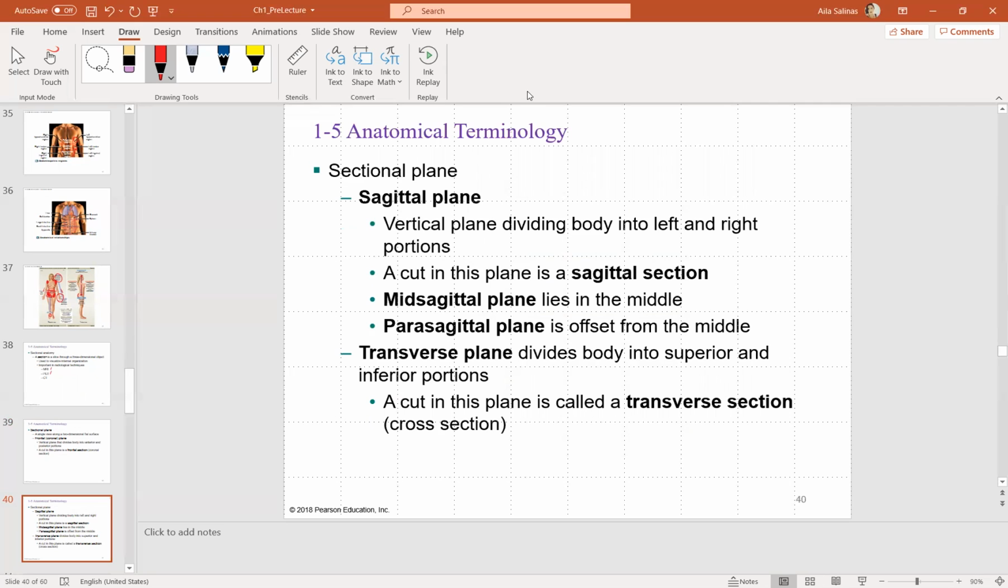I also have the transverse plane that's going to divide the body into superior and inferior portions. And when we cut in this plane, we call this a transverse section or a cross section.